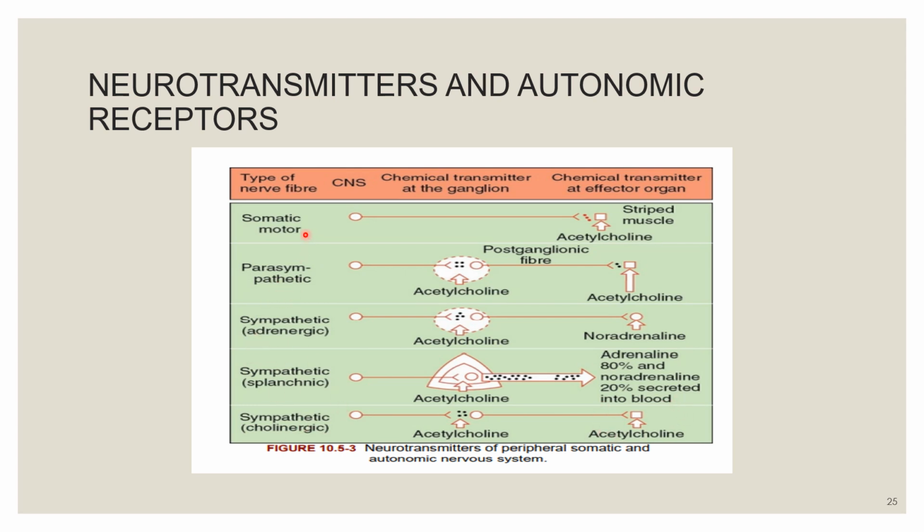So we have 5 different types of nerve fibers. Somatic motor, which is releasing acetylcholine, parasympathetic releasing acetylcholine, and sympathetic cholinergic will release acetylcholine. Then where is the difference? Sympathetic adrenergic will release acetylcholine here and noradrenaline here. Sympathetic splanchnic, which is supplying the adrenal medulla, will release acetylcholine here, and because of this, it will release 80% adrenaline and 20% noradrenaline into the bloodstream.